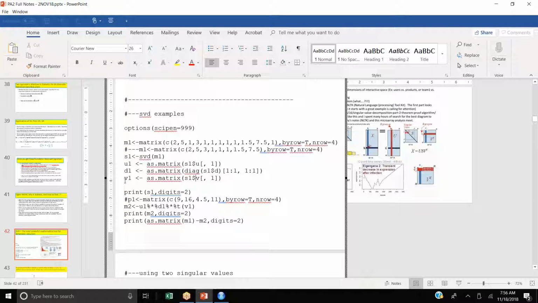So what I am trying to do is show it using one singular dimension. Look at the matrix: I'm retrieving a matrix M2 using only the first singular dimension. But I expect that this matrix M2 is closer to M1. Are you with me?